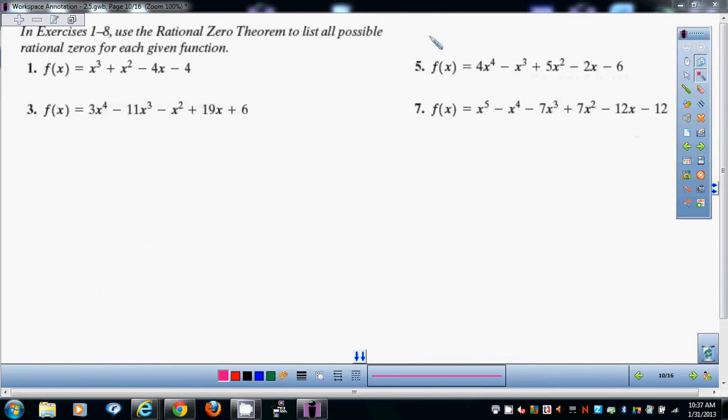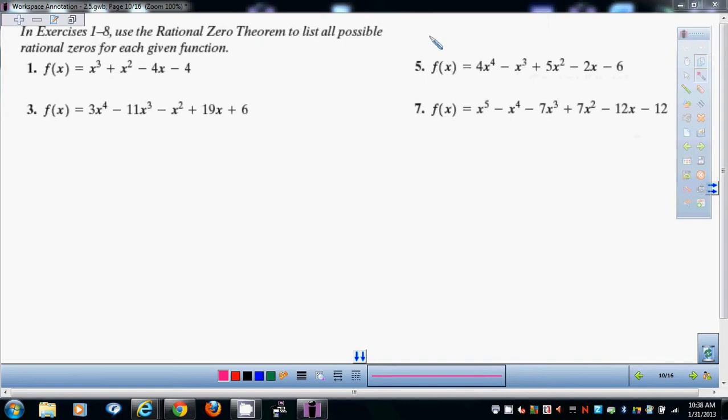2.5, the rational zero theorem. Now, notice, it does not ask us to solve these problems. It's simply asking us to list all the possible rational zeros. And I'll explain what that means. When you solve these functions for all of their roots, you could get nice numbers like 2 and negative 4 and 1/2. You could get ugly decimals, ugly fractions. You could get imaginary numbers, things that don't even show up when you graph it.